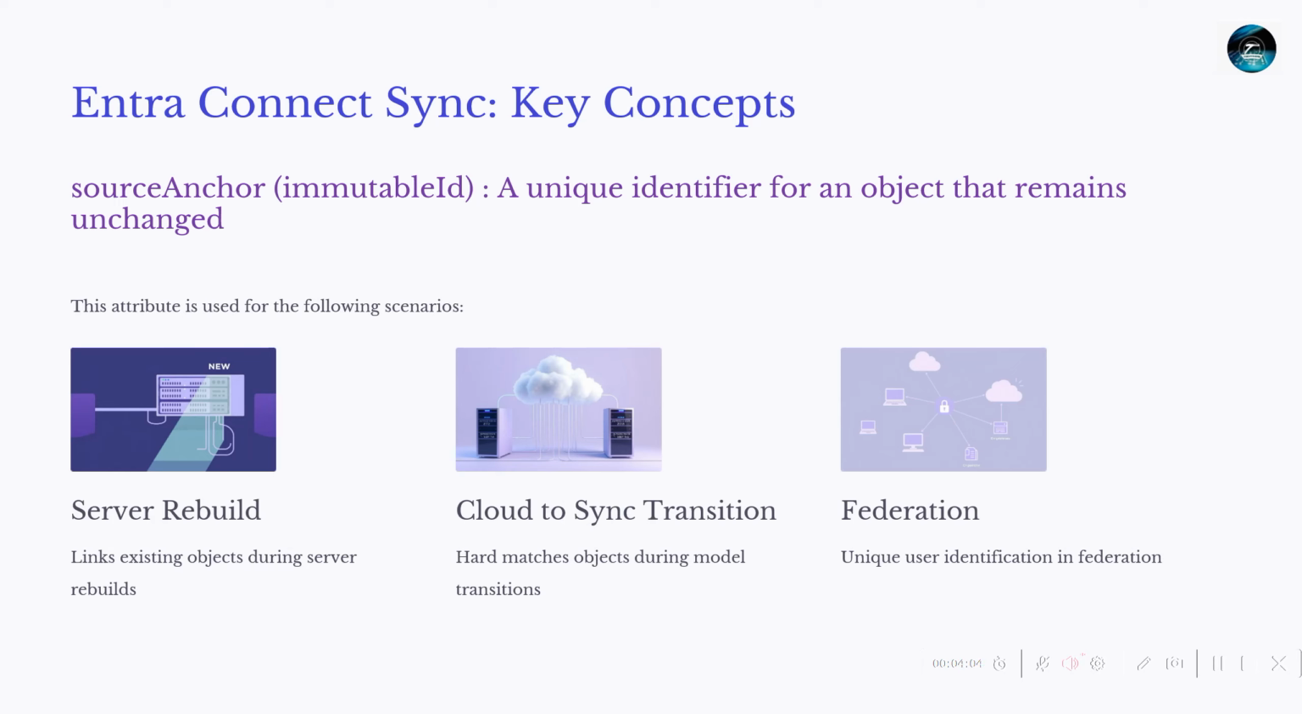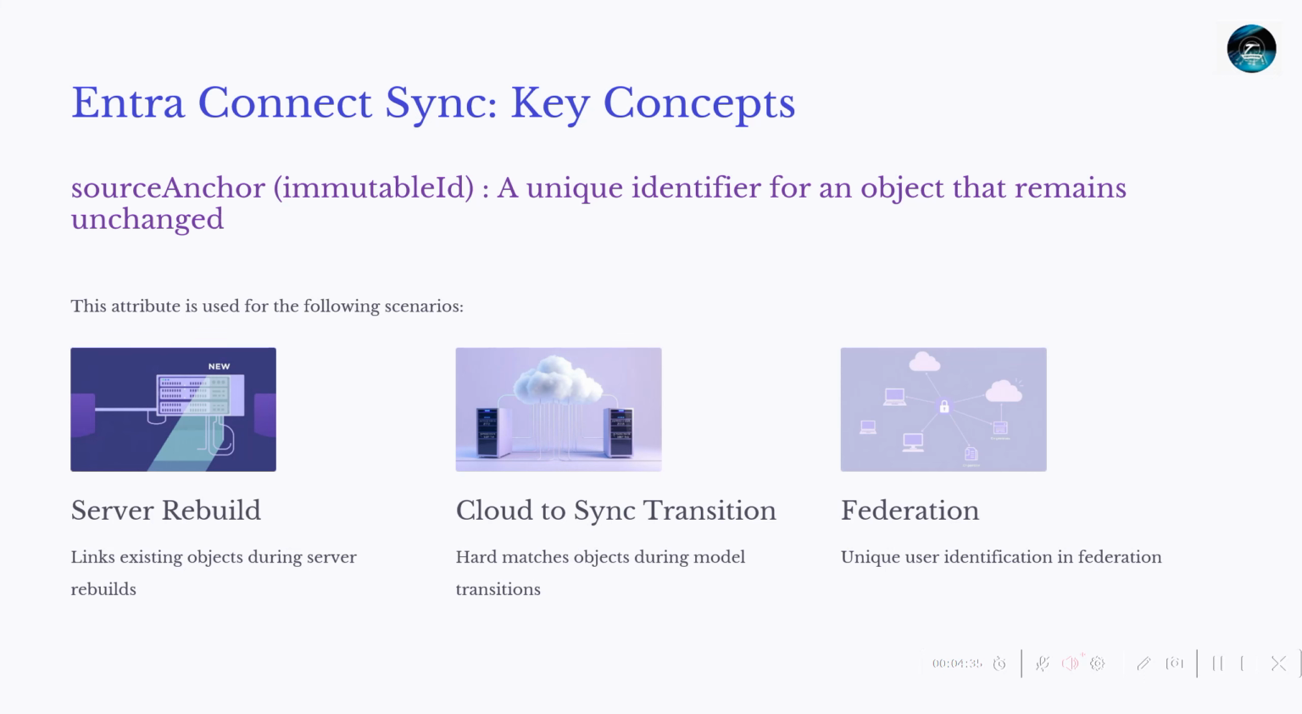This attribute is used for the following scenarios. When rebuilding a Sync Engine server, this attribute links existing objects in Microsoft Entra ID with on-premises objects. When moving from a cloud-only identity to a synchronized identity model, this attribute hard matches existing objects in Microsoft Entra ID with on-premises objects. When using federation, this attribute, along with the user principal name, uniquely identifies a user.